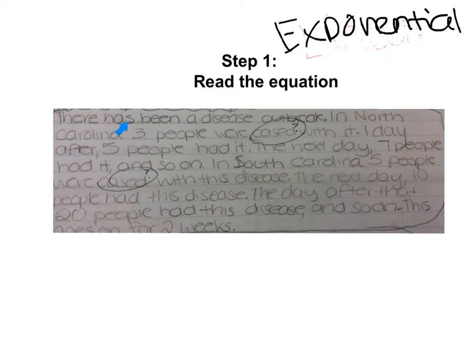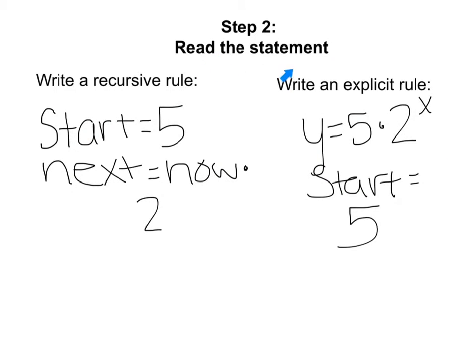Step 1, read the equation. There has been a disease outbreak. In North Carolina, 3 people were cased with it. One day after, 5 people had it. The next day, 7 people had it, and so on. In South Carolina, 5 people were cased with this disease. The next day, 10 people had this disease. The day after that, 20 people had this disease, and so on. This goes on for 2 weeks. Step 2, read the statement.